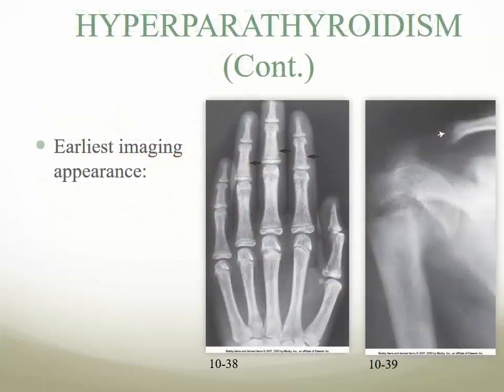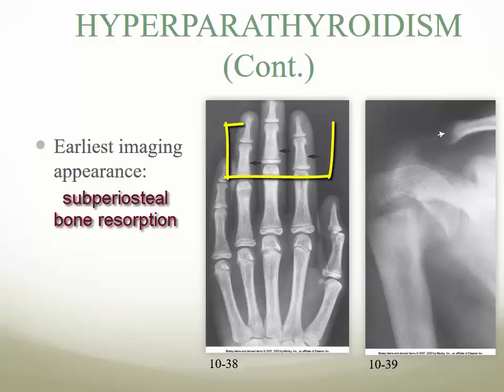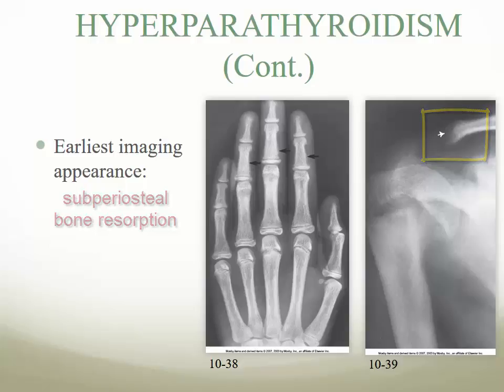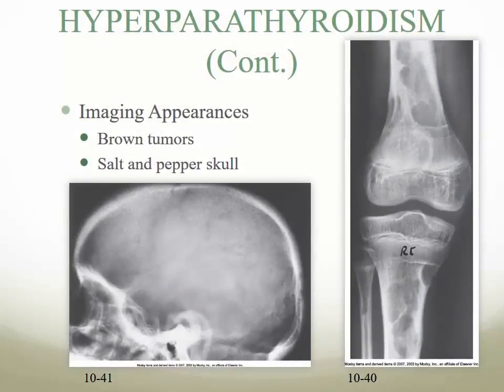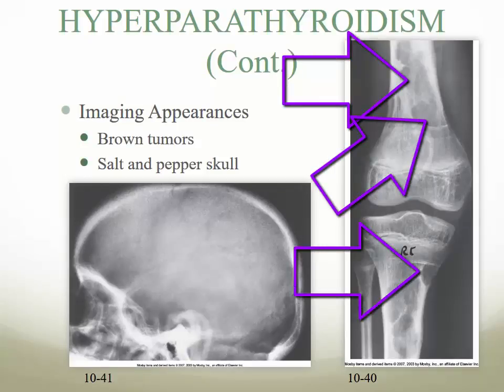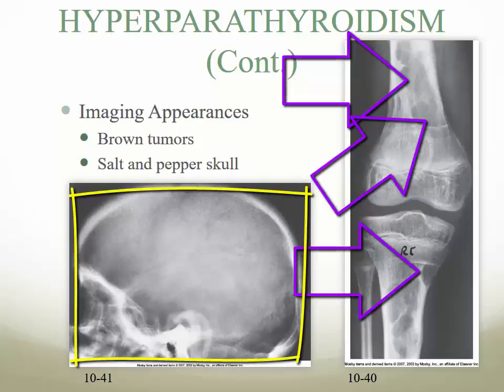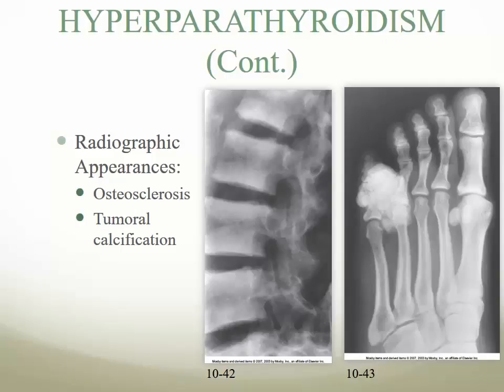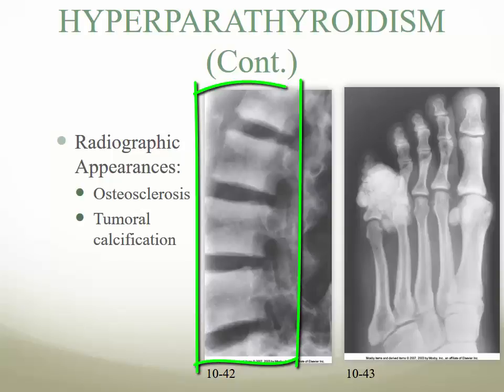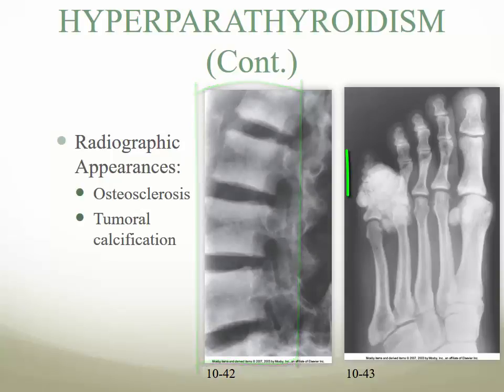The earliest radiographic changes are subperiosteal bone resorption, which particularly involves the radial margins of the middle phalanges, the distal clavicle, and the medial aspect of the upper third of the tibias. Imaging appearances can include the brown tumors, which are multiple lytic lesions, and also the salt and pepper skull. Other radiographic appearances include osteosclerosis, which could be in the superior and inferior margins of the vertebral bodies, and also tumoral calcification.